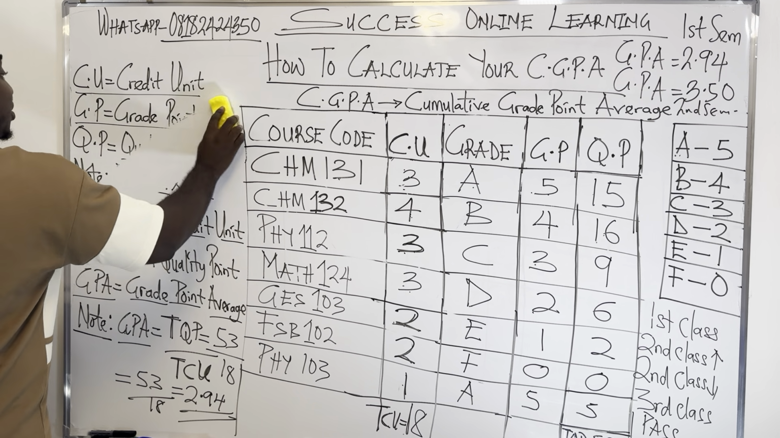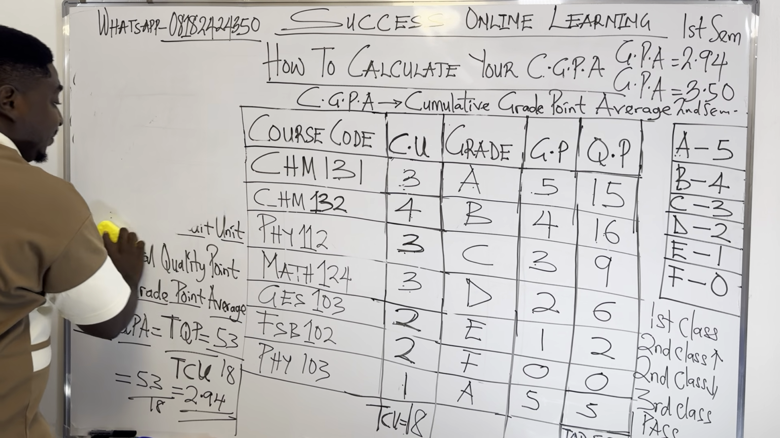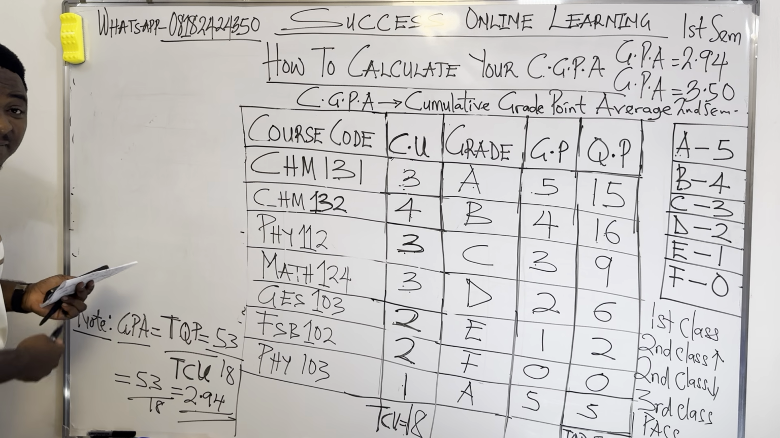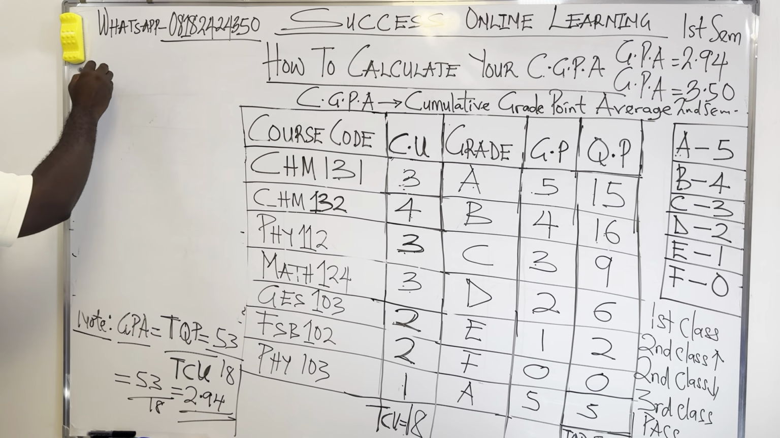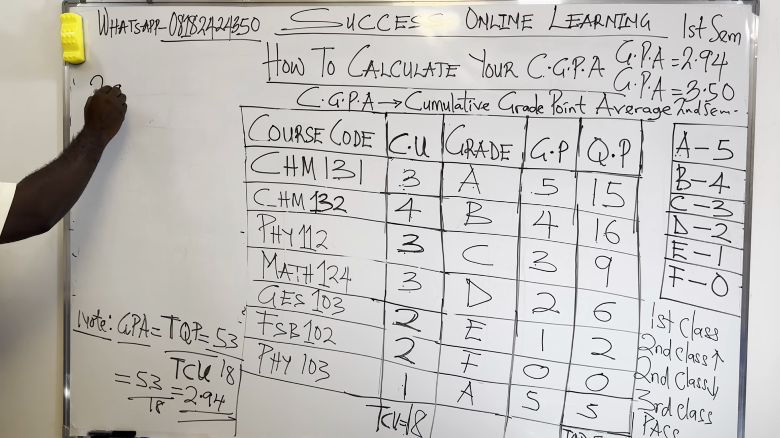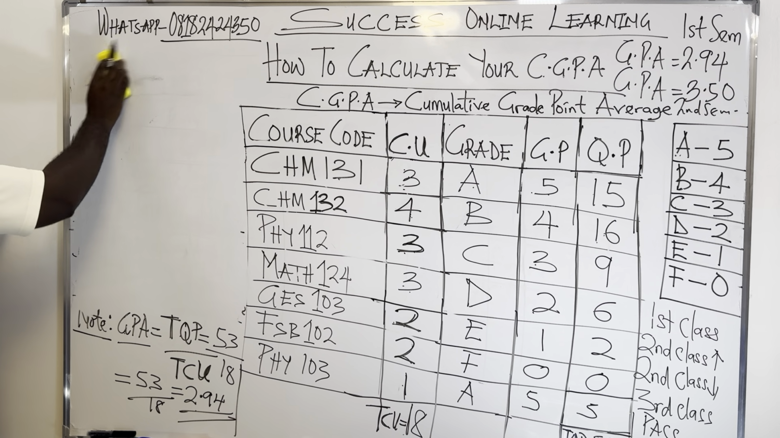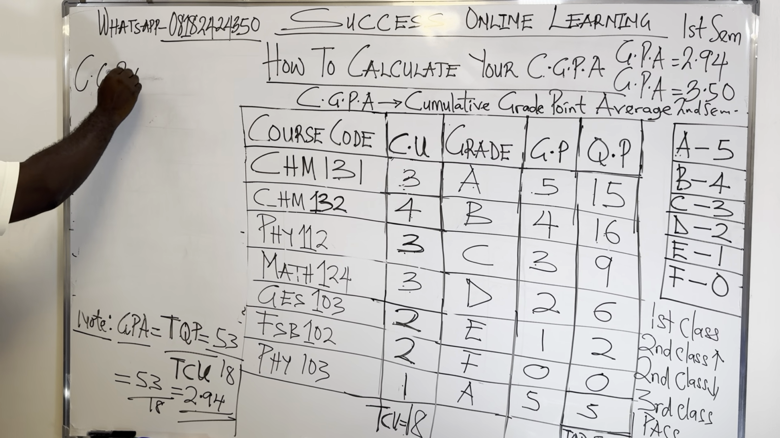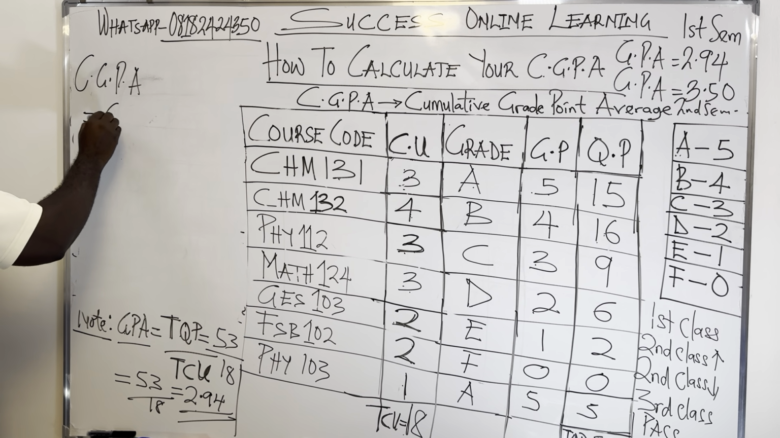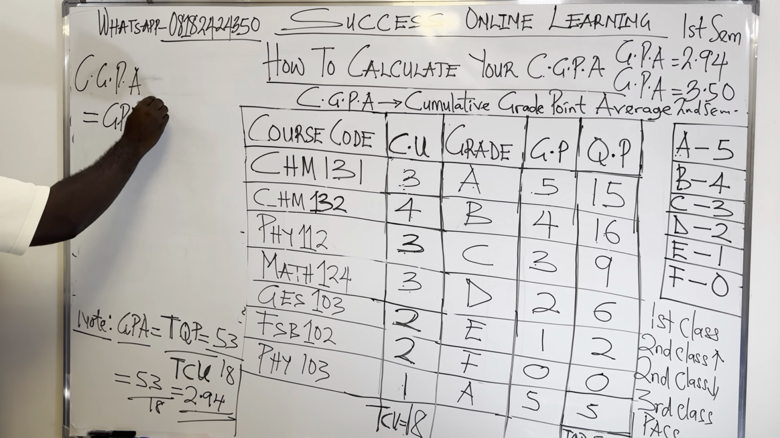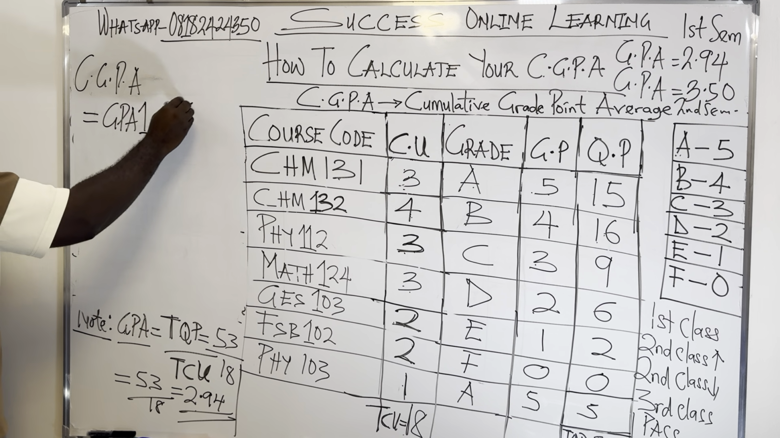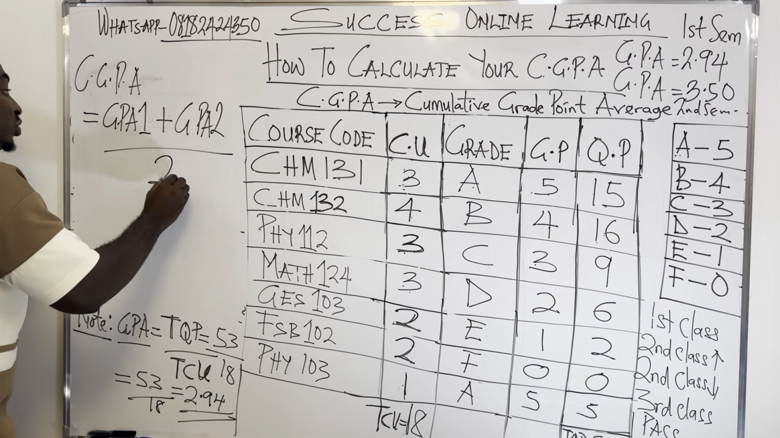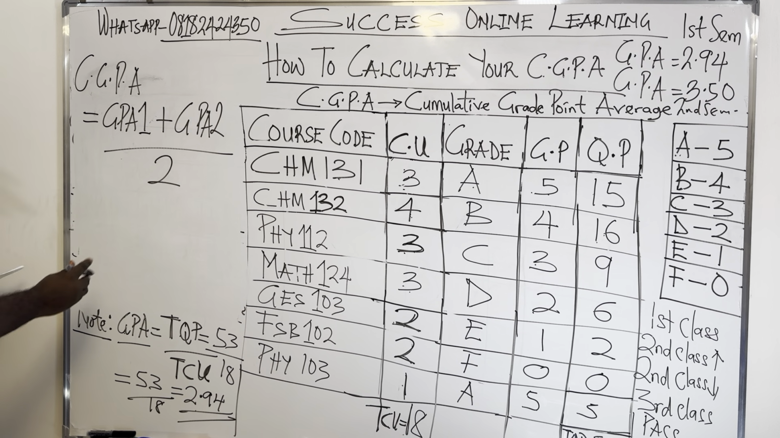In order to now get the cumulative grade point average, we're going to add the GPA of the first semester to the GPA of the second semester and divide it by how many semesters? 2, because we have 2 semesters. So let us write down the formula first. CGPA for a particular session is equal to GPA 1, which is the GPA for the first semester, plus GPA 2, which is the GPA for the second semester, then divided by 2, because we have 2 semesters. Just like taking the mean.